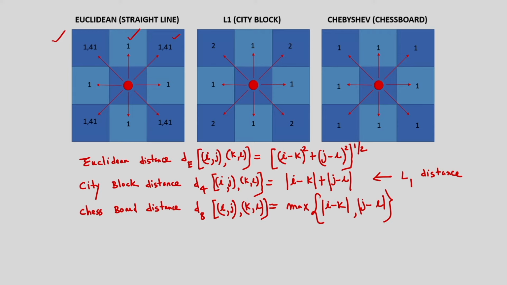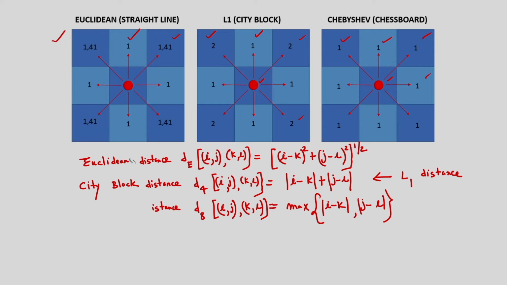Similarly, if I consider the city block distance corresponding to the center pixel, I can find the distance to the neighborhood pixels. If I find the distance between the center pixel and this pixel, the distance will be 2, this distance will be 1, this distance will be 2. In the third case, I am considering the chessboard distance. Corresponding to the center pixel, I am determining the distance to the neighborhood pixels, and in this case I am getting 1, 1, 1, 1. So you can see these distances I can compute.